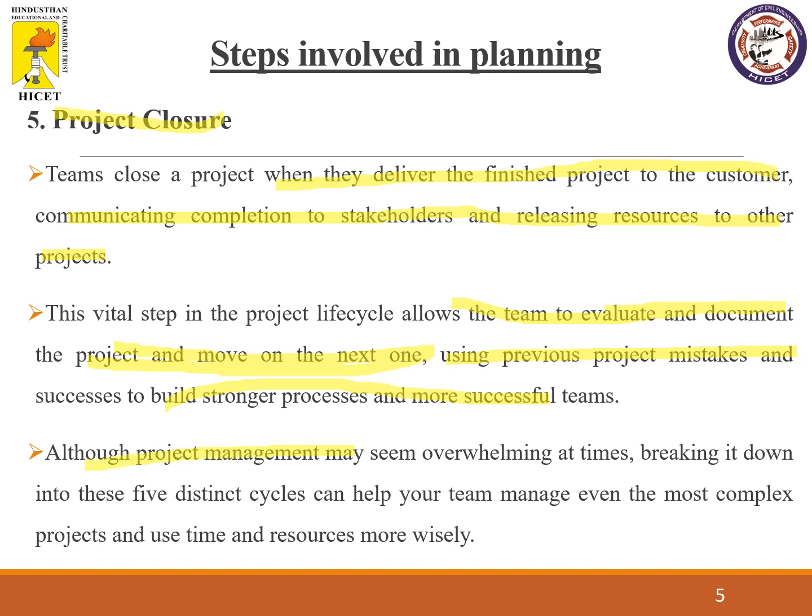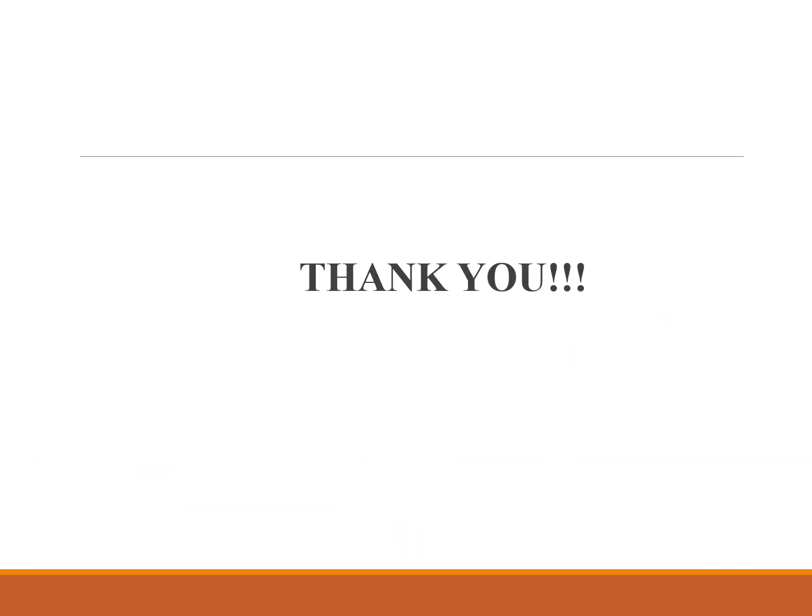Right? And although project management may seem overwhelming at times, breaking it down into five distinct phases will help you manage the team when you are dealing with very complex projects, and time and resources can be used more wisely. If you are able to break down your project into these five parts, you will be able to clearly look into every aspect of your project, and you can easily find where we are lagging. If you are a very big company with a number of projects, you can clearly say that this is the part where we are lagging, and this is the part where we have to improve. So this actually completes the planning part for a construction. Thank you.